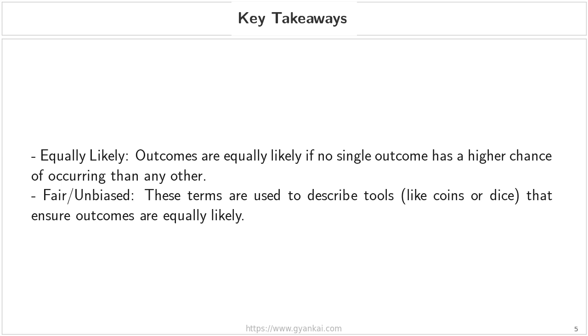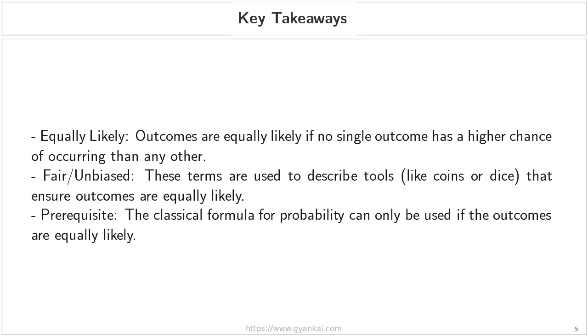Second, keep an eye out for the terms fair or unbiased. As we saw with our examples of the coin and the die, these are the specific words mathematicians use to describe tools that are perfectly balanced, ensuring that every possible outcome has the exact same chance of happening.